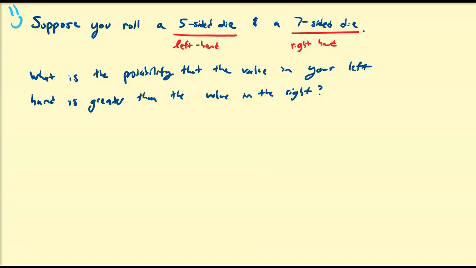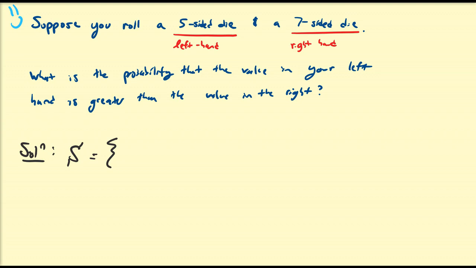Alright, so this problem is a little bit more straightforward than some other more complex ones, say for example a deck of cards kind of example. So what we're going to do is try and solve it very directly by first mapping out the sample space of all possible events. So the values in our left hand can range from 1 to 5, and the values in our right hand can range from 1 to 7.